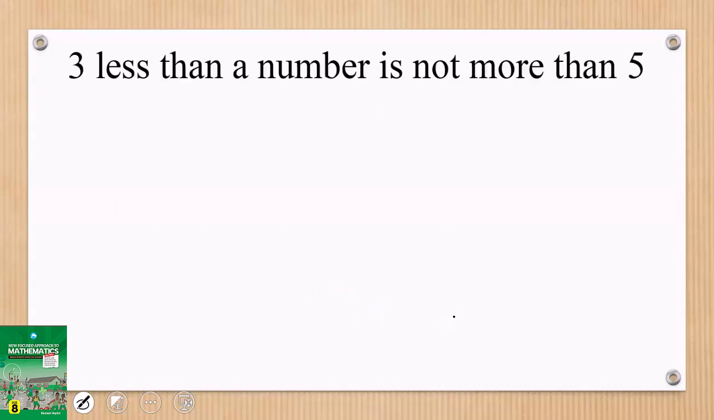What if I write 3 less than a number is not more than 5? 3 less than a number, take note of this very well. 3 less than a number is not more than 5 means it should be less or equal to 5. That means it shouldn't be more than 5. It can be 5 but not more than 5. So we write it like this. All right.